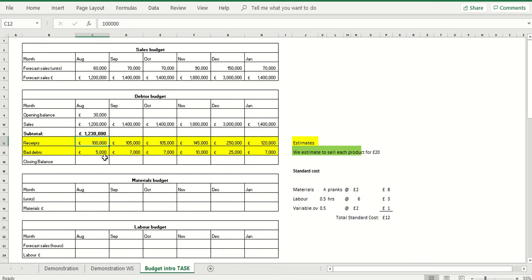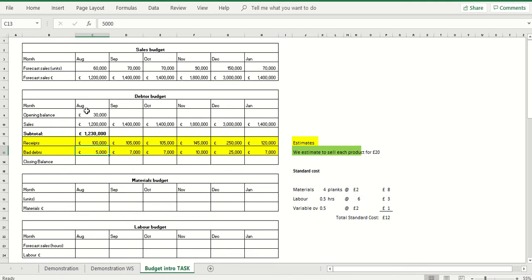Bad debts is the money that we will not receive from our customers. For example, we might be told by one of our customers that they've gone bankrupt and they simply won't be able to pay us, and we know that we can't get this money back. So that is unfortunately a reality of doing business and selling on credit. We've also made a budget for each month where we expected that we won't receive these items. So in August, we're going to write off a debt of £5,000. In September, we're going to write off a debt of £7,000, and so on and so forth.